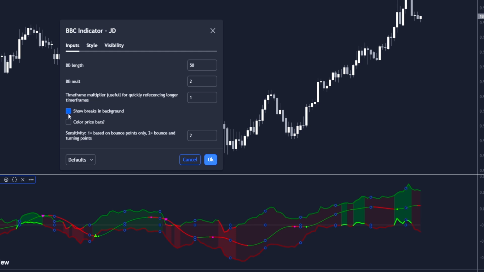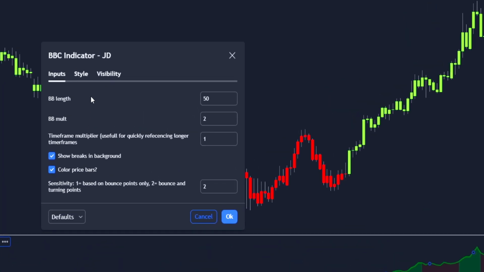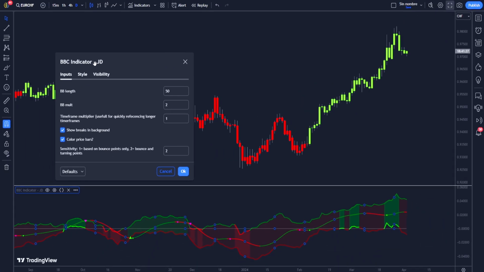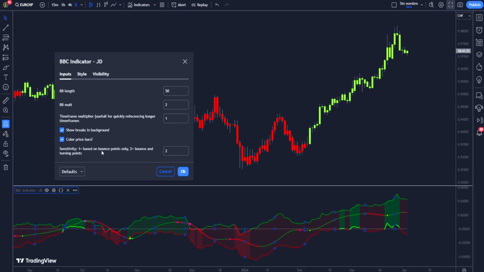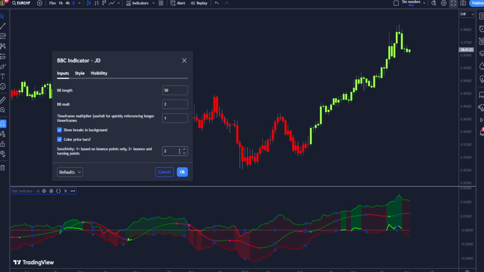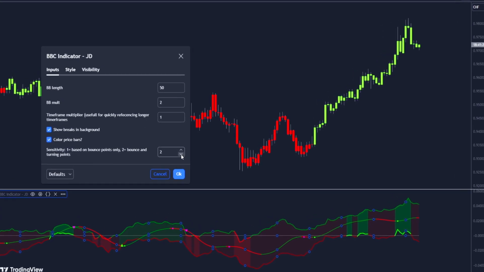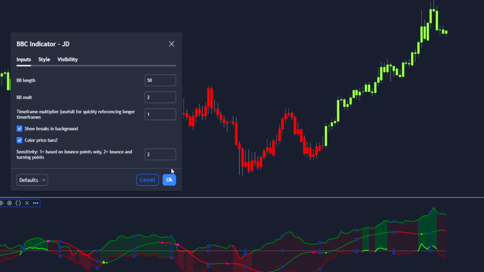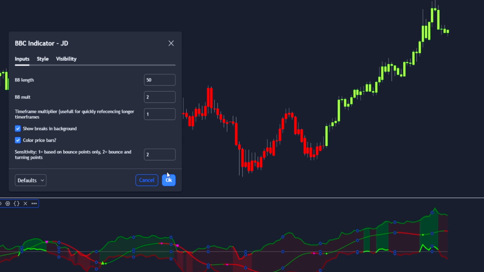When Show Breaks in Background is enabled, it highlights areas on the chart where significant price breaks occur. The next option, Color Price Bars, changes the color of the price bars depending on the trend according to the indicator. And the last option, Sensitivity, indicates how sensitive the change of the candlestick color is. 1 means that it reacts to bounce points only, while 2 considers both bounce points and pivot points.